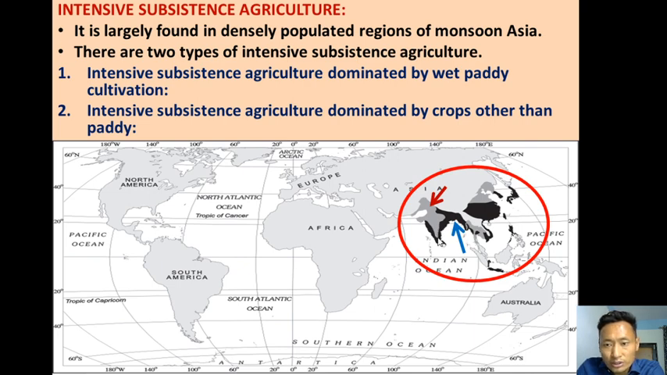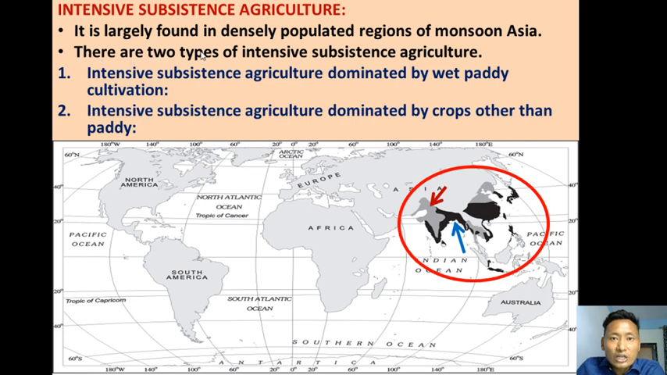Dark shadings are called wet rice dominant crops, light shadings are called other crop dominated. So these are the regions. Mostly intensive subsistence agriculture is practiced in monsoon Asia. This region shows the monsoon Asia, where they are practicing it.